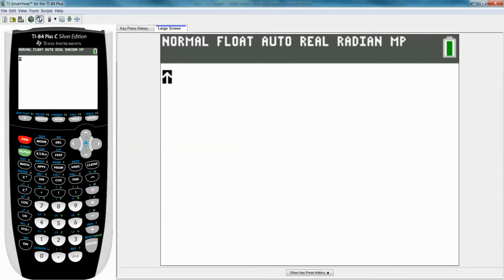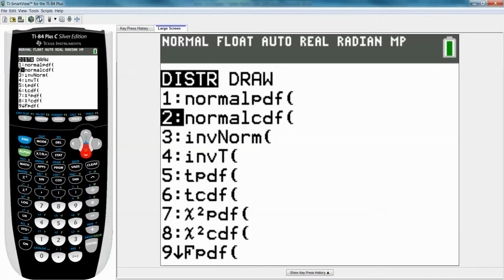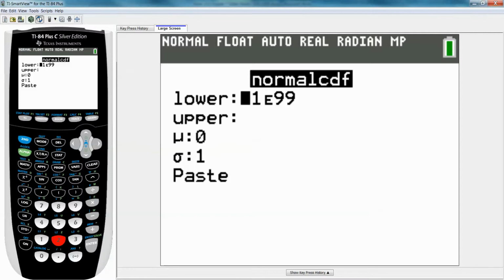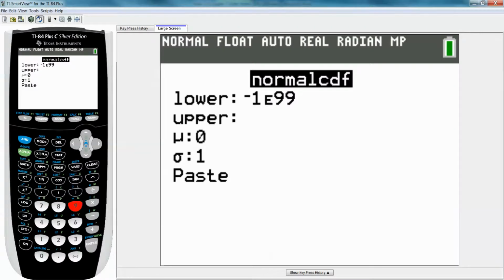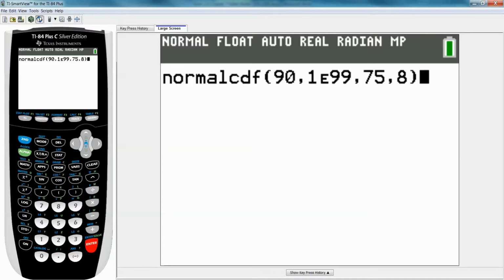So I want to go to distributions because this is the normal distribution. And we will never use PDF in this course. We're only going to use CDF, cumulative. So we're trying to accumulate. All right, then what was my first number? 90, so my lower bound is 90. Upper bound, 1e, which is second, comma, and then 99. Then your mean was, I think, 75, and 8. So you type 75, enter, 8, enter. Then go down to paste, enter, then hit enter.